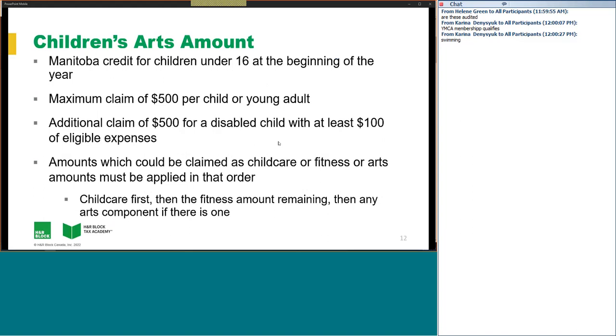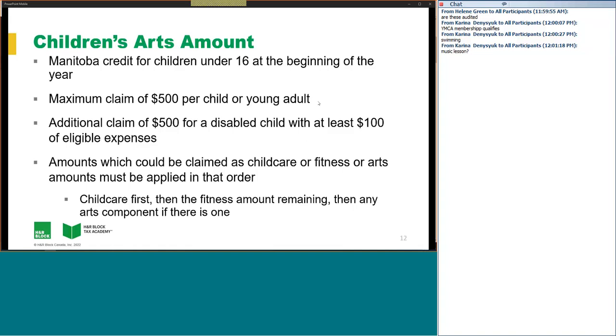This one is different. It's children who are under 16 at the beginning of the year. So music lessons count. I'm glad you asked. I give music lessons. I give receipts to people. I tell them to take them to their tax preparer and tell them to use it. And if their tax preparer says we can't use it, get a better tax preparer because you absolutely can use them in Manitoba. All right, so it is a maximum of 500 per child. Again, so that should just say child because young adults do not qualify here.